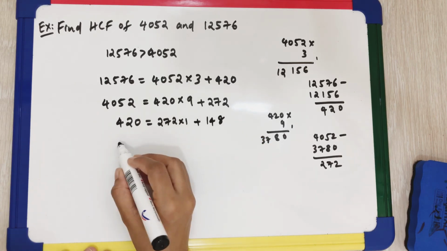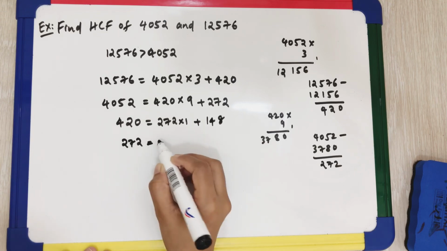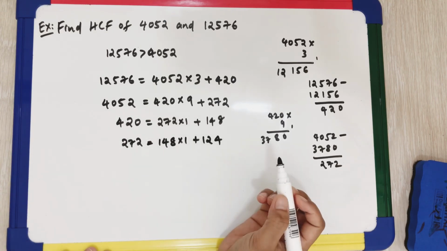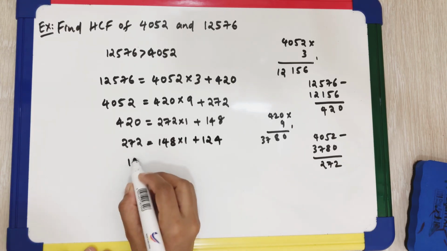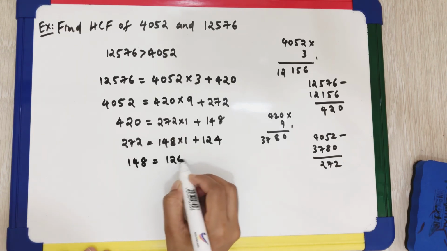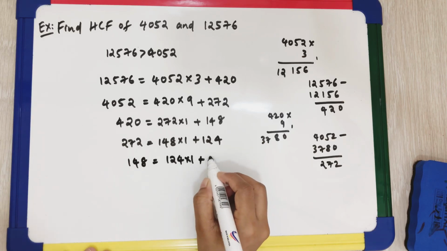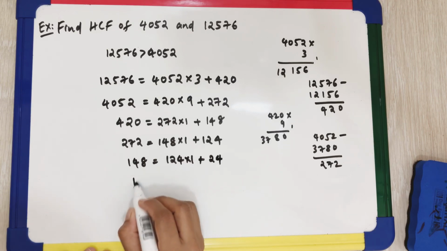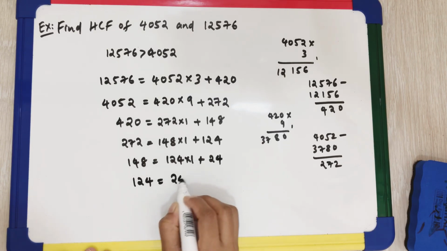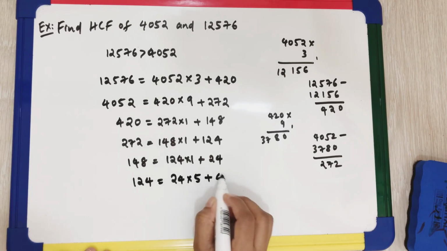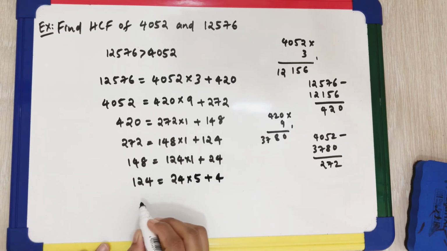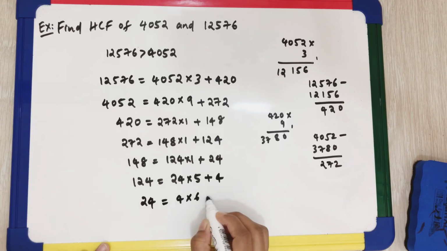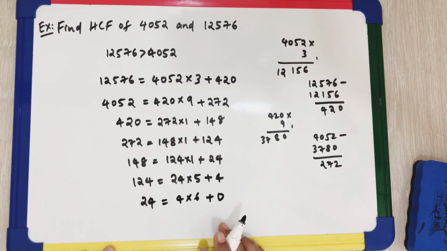Then we get 272 is equal to 148 into 1 plus 124. Here we get 148 is equal to 124 into 1 plus 24. Again the remainder is non-zero. We get 124 is equal to 24 into 5 plus 4. Again the remainder is non-zero. We get 24 is equal to 4 into 6 plus 0. We get the remainder equal to 0.